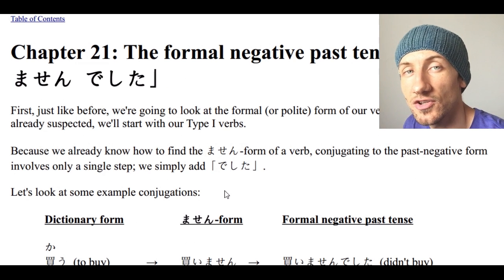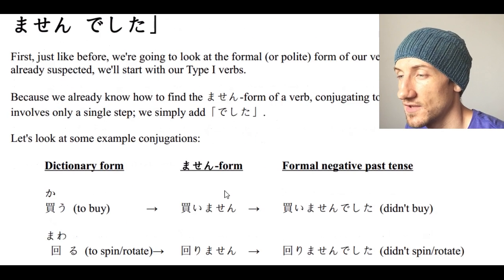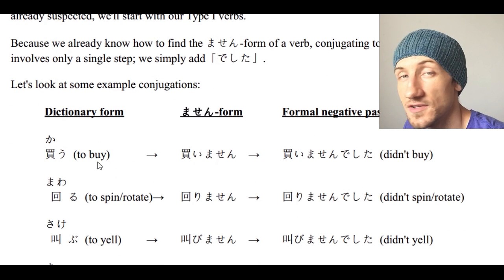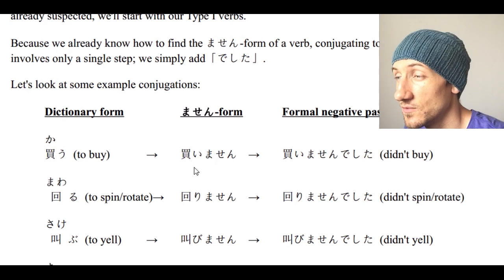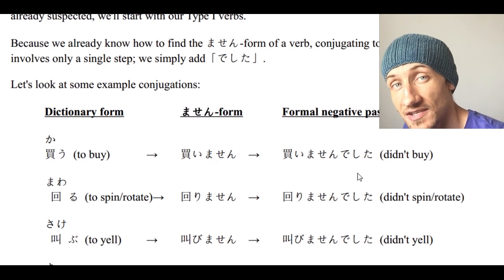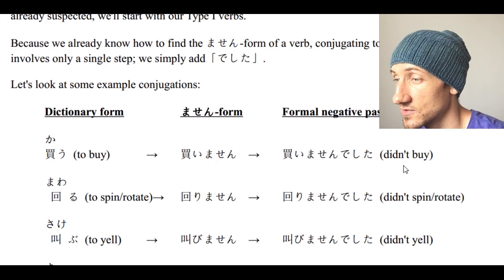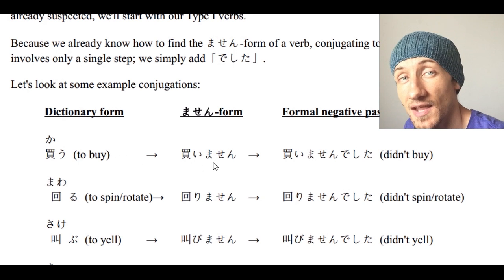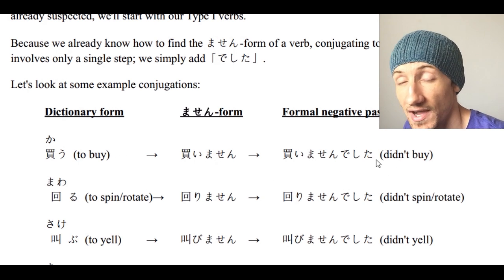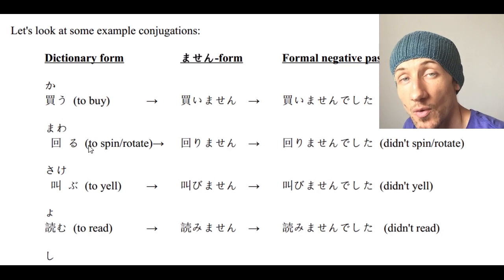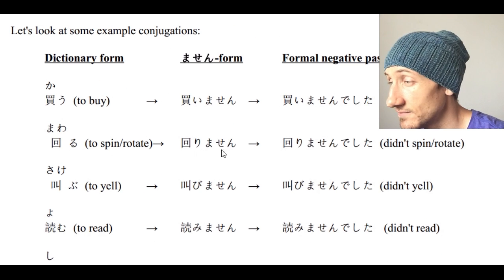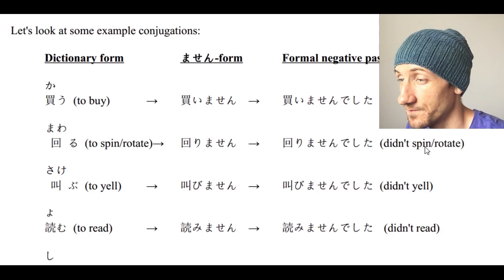Okay, so first, we're going to take a look at our type 1 verbs. Here we have, on the left, the dictionary form, so we have kau. We conjugate it to the masen form, we get kaimasen, and then we add deshita to get kaimasen deshita. So we have buy, not buy, and didn't buy. Okay, next we have mawaru, mawarimasen, mawarimasen deshita.